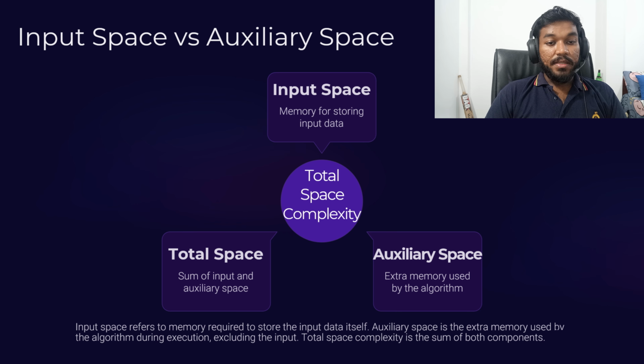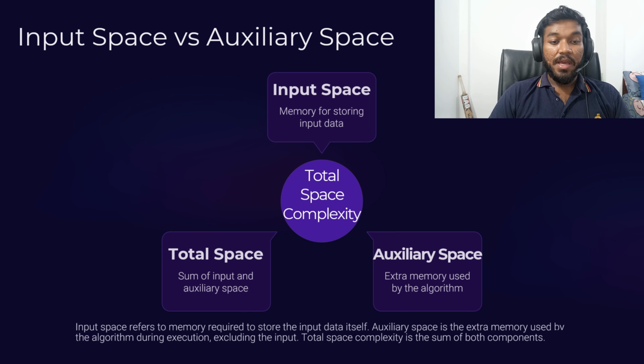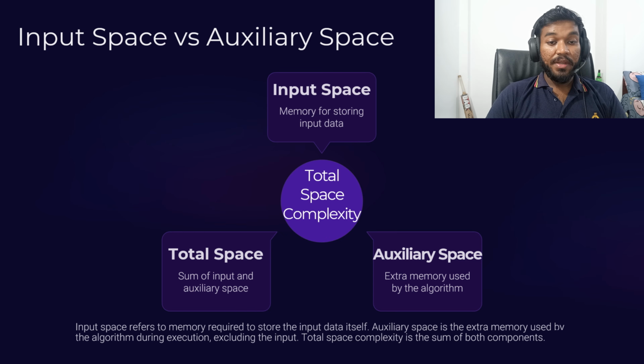Space complexity is divided into two parts. The first one is input space. Input space is the memory required to store the input data. The second one is auxiliary space. Auxiliary space is extra memory used by the algorithm, such as temporary variables and recursion stack. The total space complexity is the sum of the input space and auxiliary space.